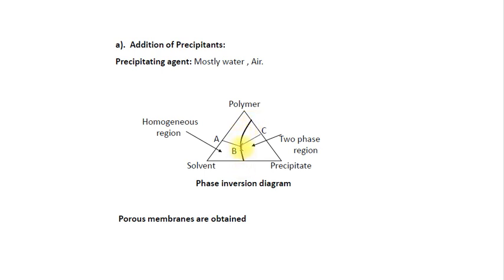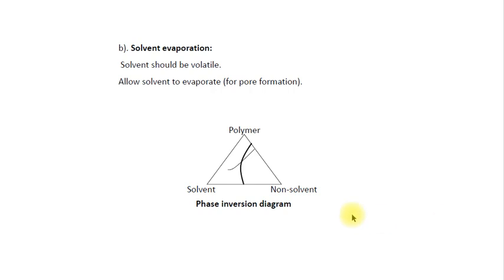Now from B to C, once you increase the concentration again, you will come into the two-phase region where the solvent will separate out from the solution, or the polymer will precipitate out. So you will go from B to C. Here you will get a pure membrane. So this is the phase inversion using the precipitant. This process is basically used for creating porous membranes, like ultrafiltration membranes.